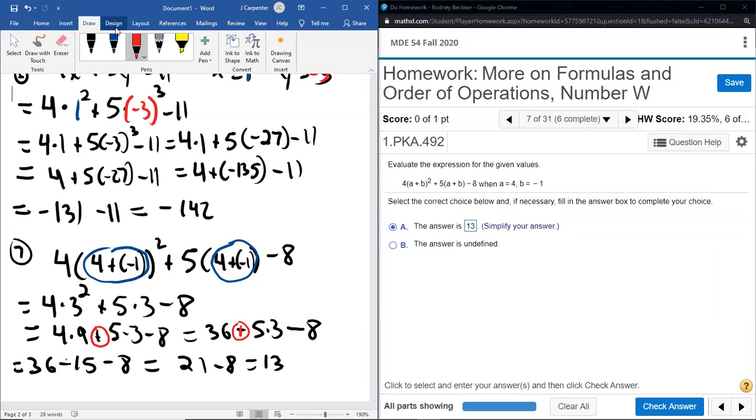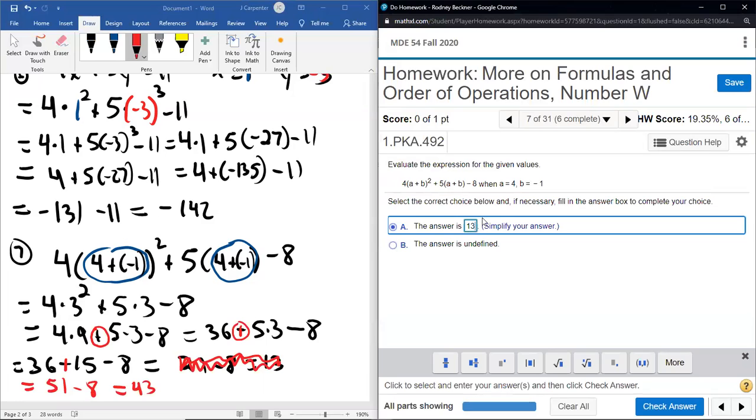And then all we got to do is just correct these last couple lines. So 36 plus 15, let's see what we get. 51. And then 51 minus 8 should give us 43. All right, hopefully Mr. Beckner is done taking us. Let's see if we get it right this time. All right, we did.